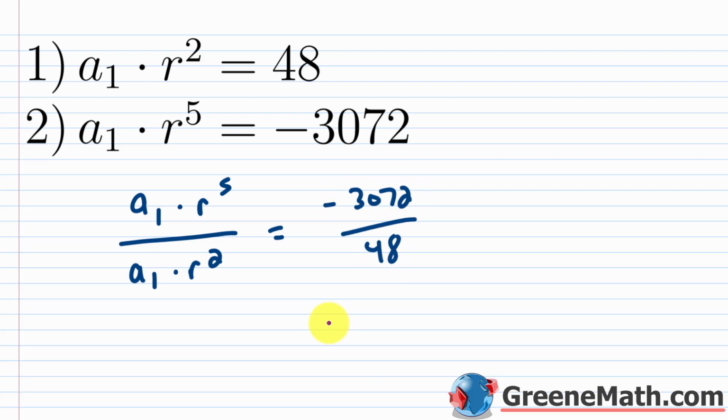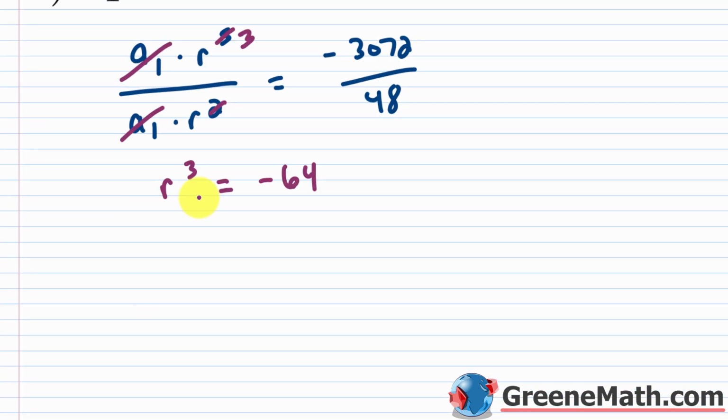Okay, so going through, this is going to cancel with this. A sub 1 over a sub 1 is 1. And then r to the 5th power over r squared. So this is going to cancel with this, and this would be r cubed. So the left side here is just r cubed. And this equals, on the right side, negative 3072 divided by 48. If you key that into a calculator, you're going to get negative 64. All right, at this point, you can just solve the equation for r.